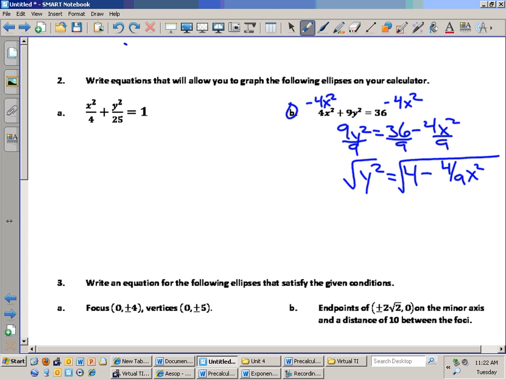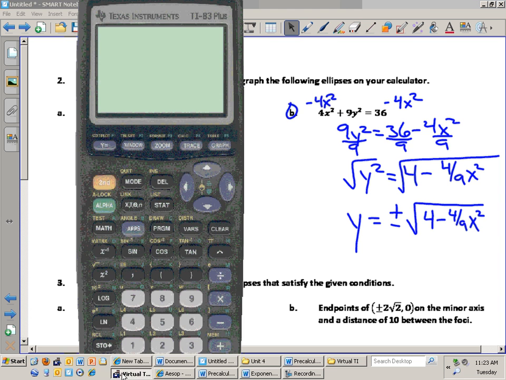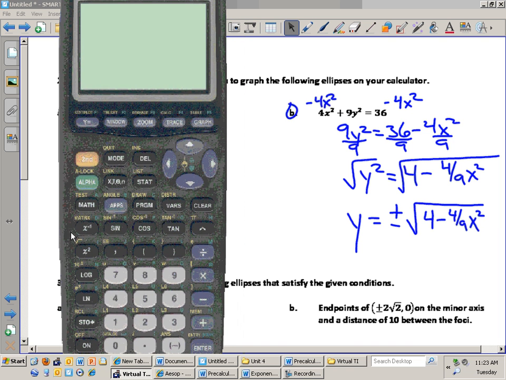Excellent question. The square root of 9 minus 4, would you agree that that's the square root of 5? If you take the square root of parts, you get 3 minus 2, which is 1. And these are not the same. Does that explanation work? Very good. So we go square root of y squared is y equals, and we take the square root, we get plus or minus square root of 4 minus 4 over 9 x squared. Beautiful. Let's see if we can graph that on our calculator now and get an ellipse.